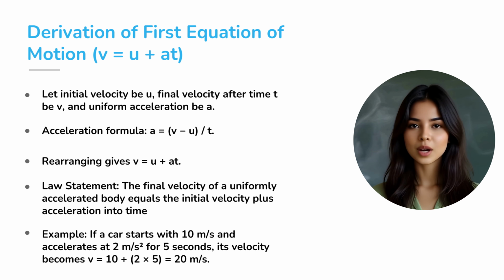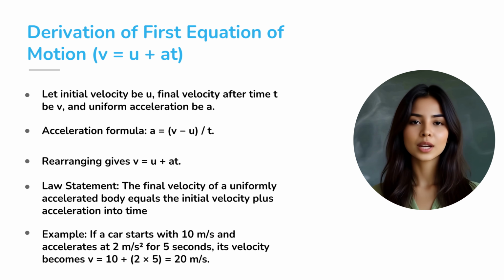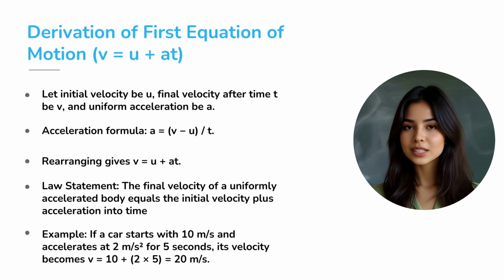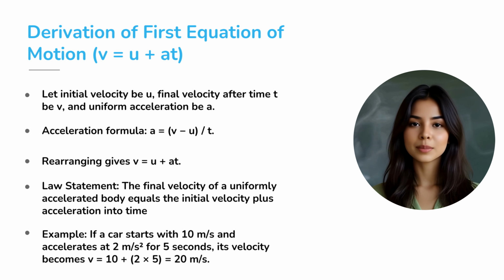This simple yet powerful equation tells us that the final velocity is the initial velocity plus the product of acceleration and time. For example, if a car begins at 10 meters per second and accelerates at 2 meters per second squared for 5 seconds, the final velocity becomes 20 meters per second.